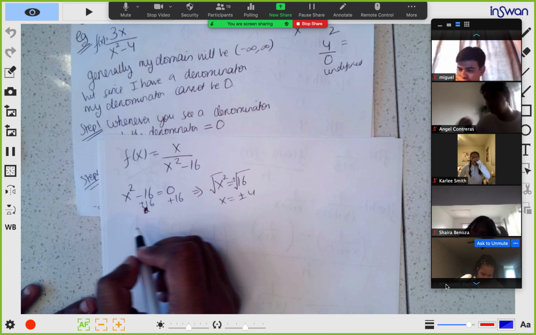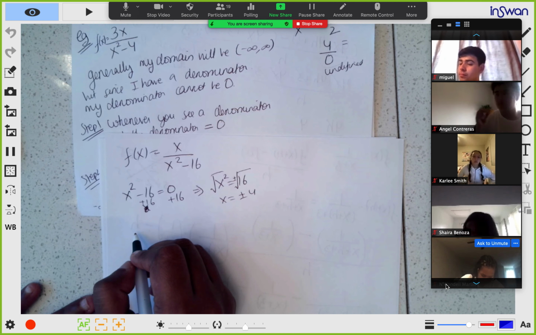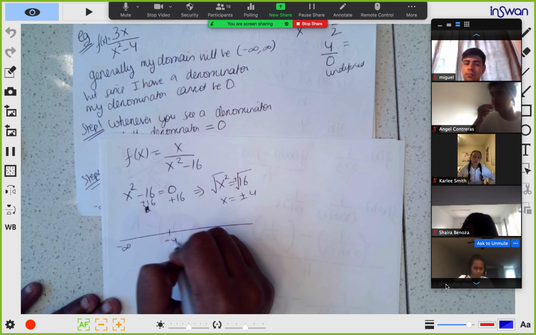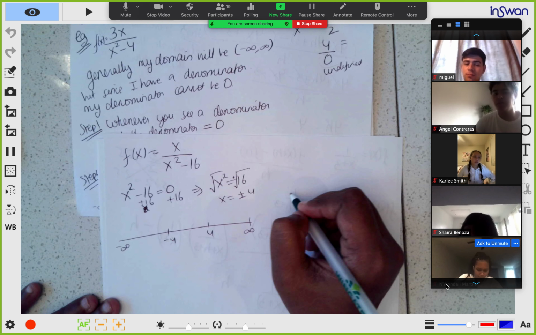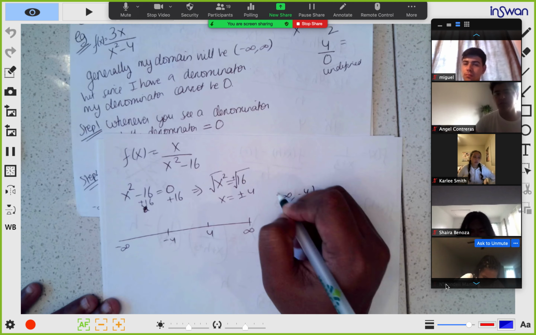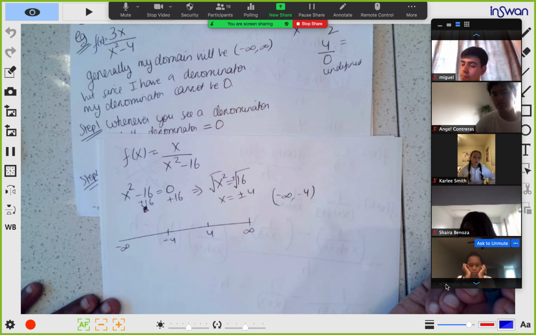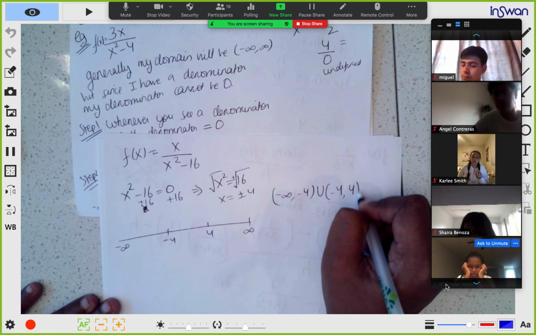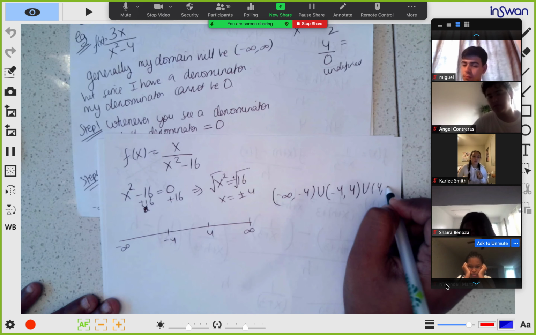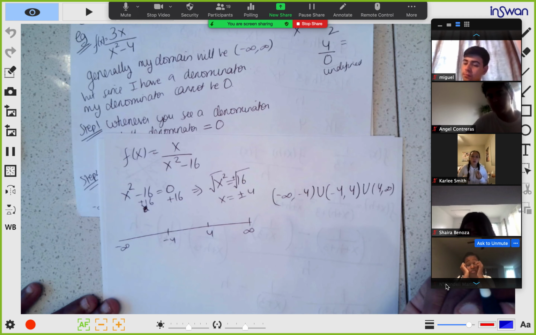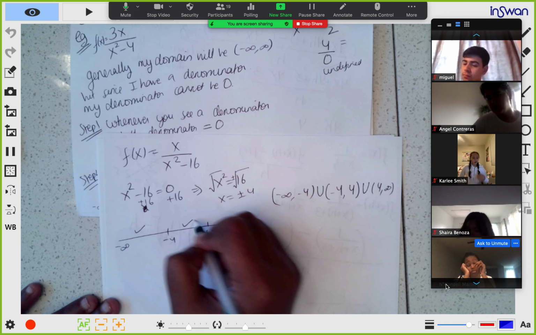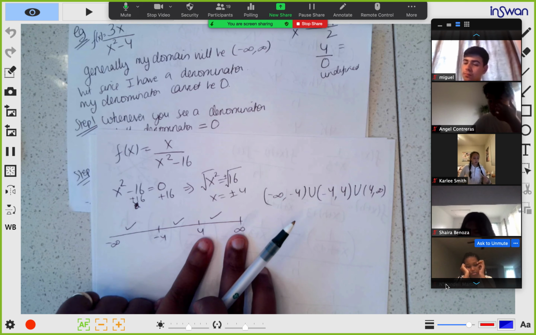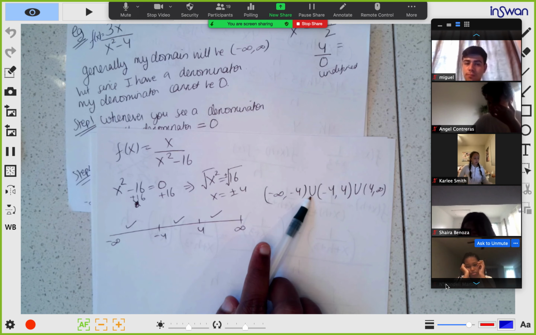The domain should be, under brackets, negative infinity comma negative 4, and then negative 4 comma 4, and then 4 to infinity, all connected with the U. So it was these three parts: he writes the first one, then the second one, then the third one, and they're connected with a U sign, which is union. We call it union.